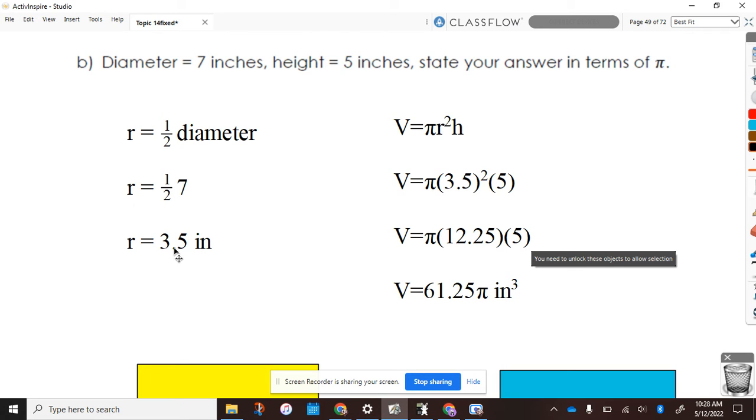I got our radius is 3.5 because the diameter is 7. We've already got our height, so we can just plug it in. 3.5 squared times 5, 12.25 times 5 is 61.25 pi. Okay, don't forget to add pi back into your answer there at the end. So stating our answer in terms of pi, that's it right there.